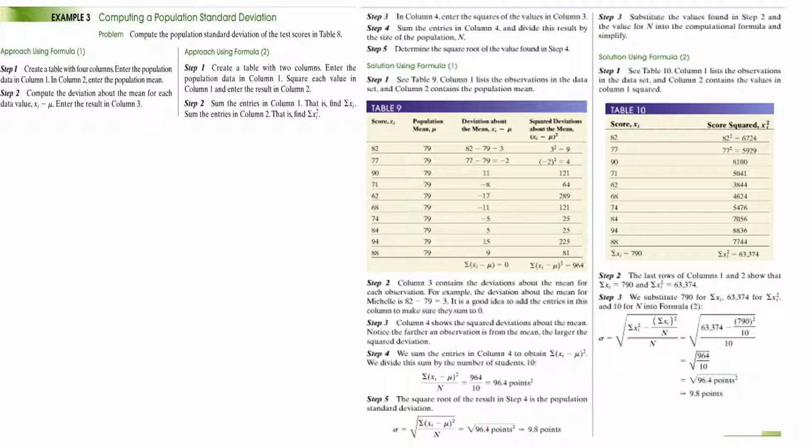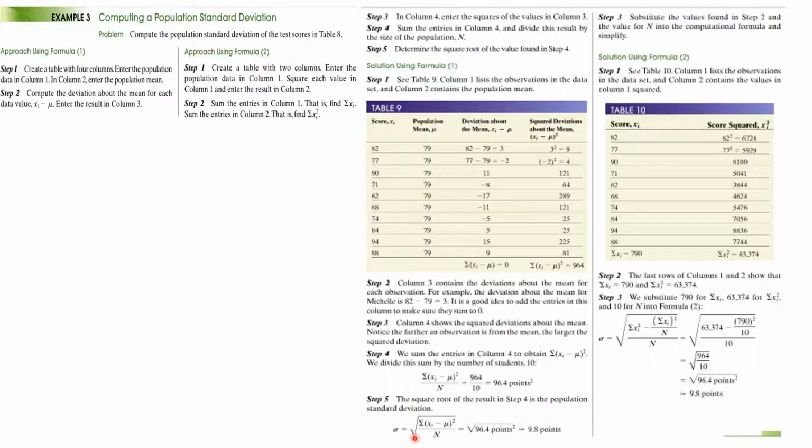Once we've done all of that, we're just going to complete our formula. We've found this top part right here, and that was 964. We plug this in, and then we have to divide by capital N, which is 10. To find N, you just count the number of scores. We've got 10 scores, and so we have 96.4. That's the value underneath the square root.